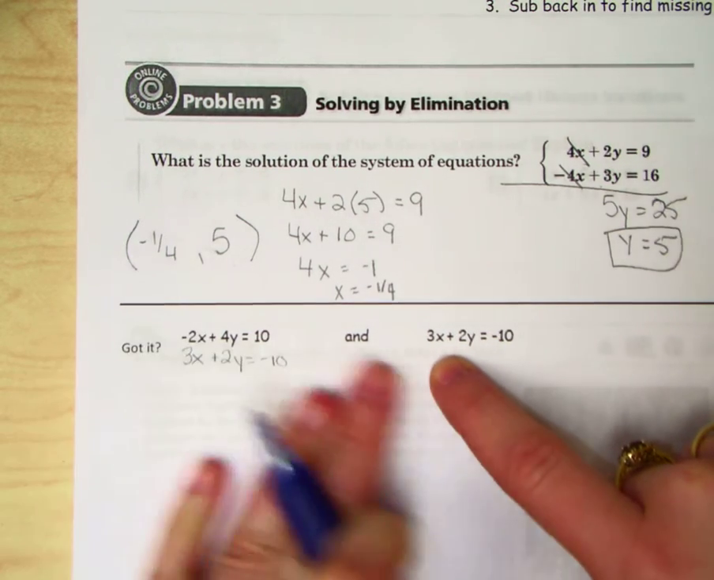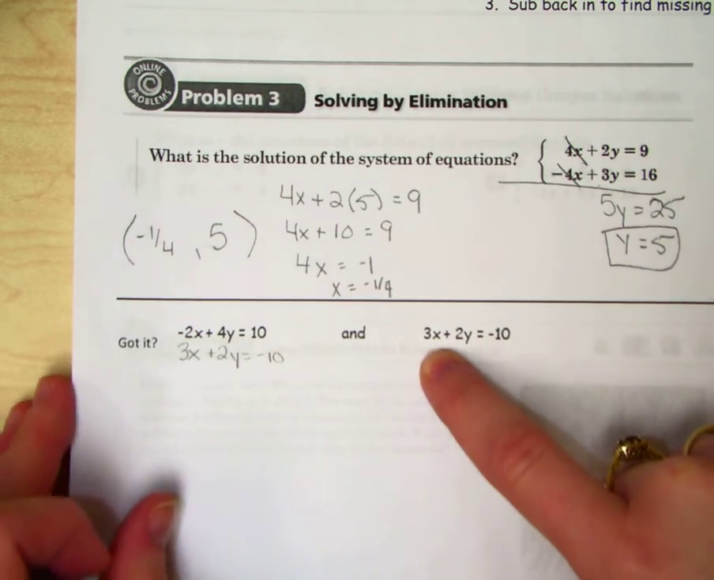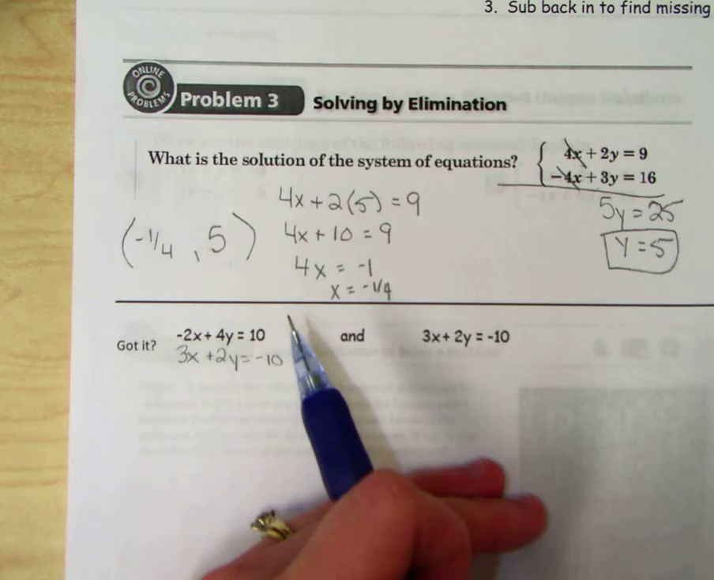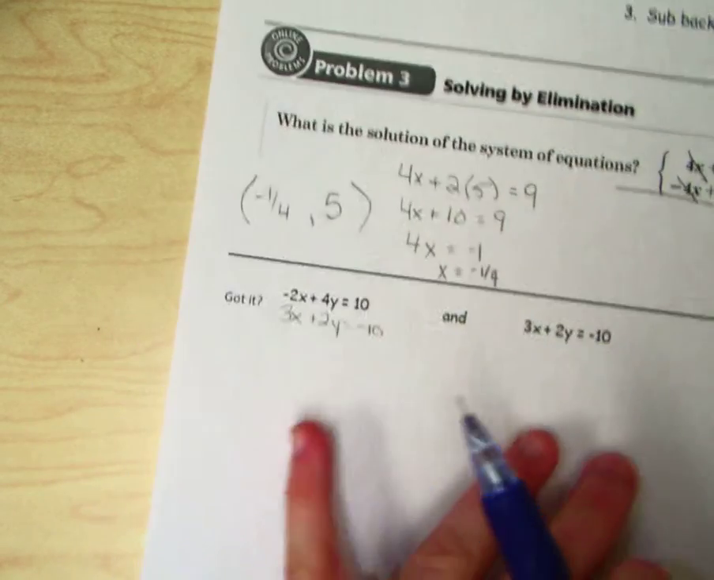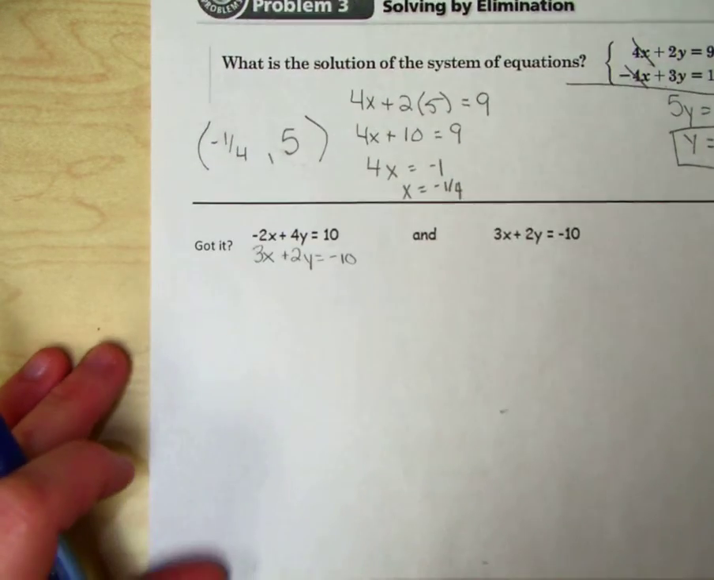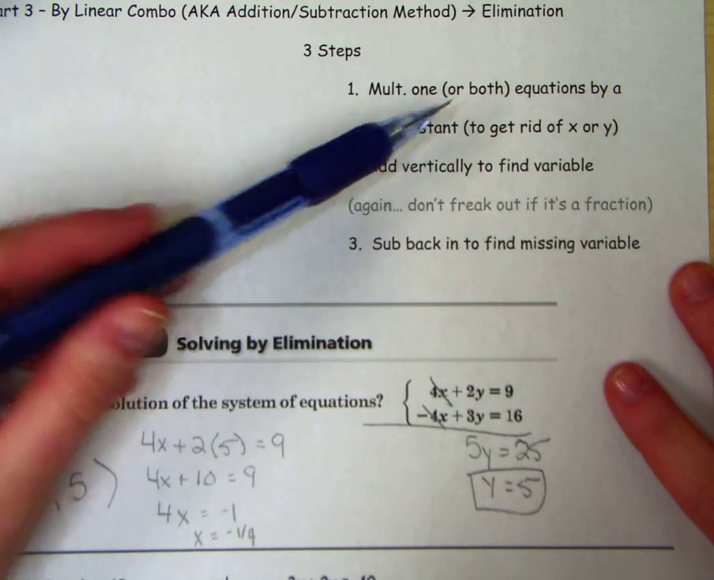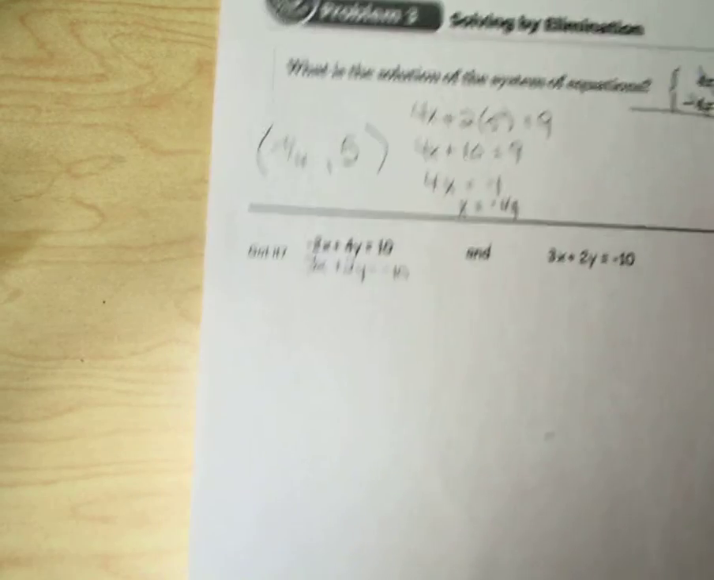Now to solve using elimination, we need either the x's to cancel out or the y's to cancel out. In this case, neither one cancels. Negative 2 doesn't cancel with 3, 4 doesn't cancel with 2. So what we need to do is multiply, just like our steps up here, one or both of our equations by a constant to get rid of x or y.